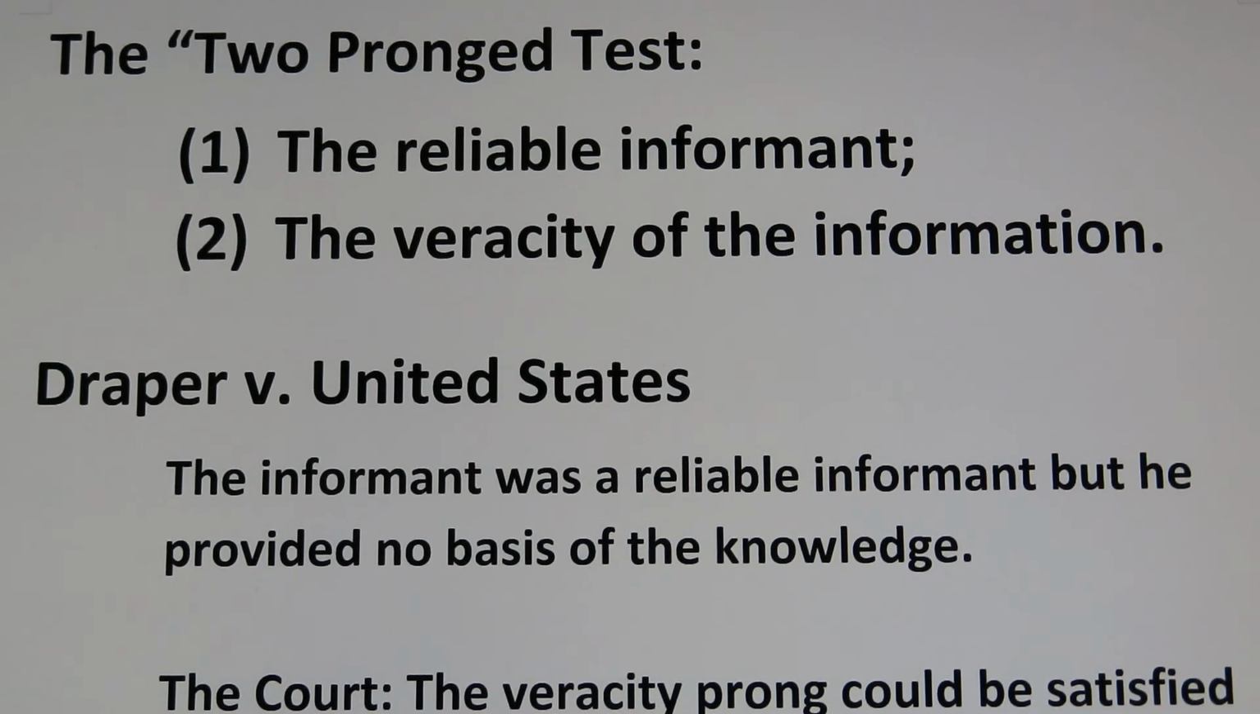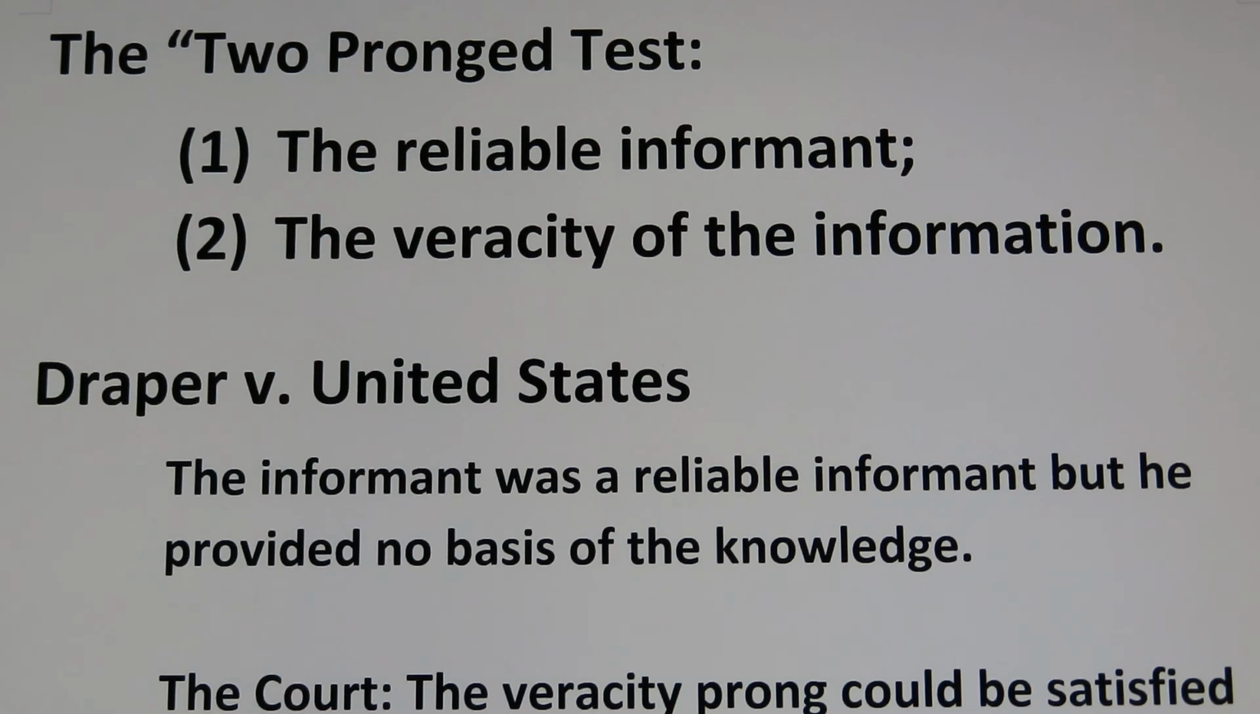We have two prongs here. The first prong is we must have a reliable informant. How can we establish the reliability of an informant? If the informant in the past provided information to the police, and the information proved to be accurate, then we can say this informant is a reliable informant. The second prong is the veracity of the information. How can we establish this veracity of the information?